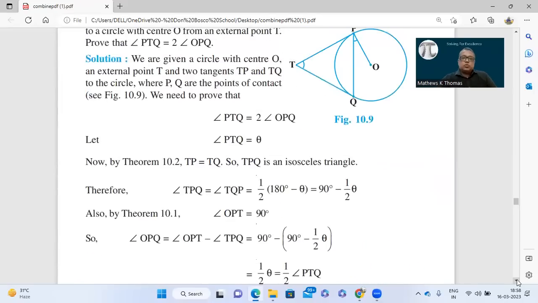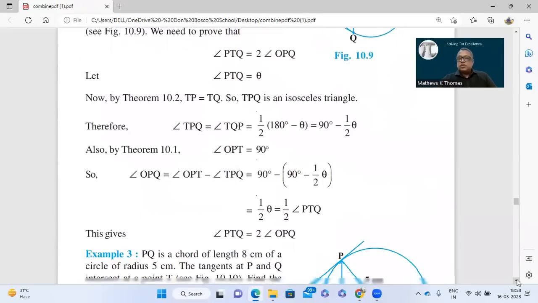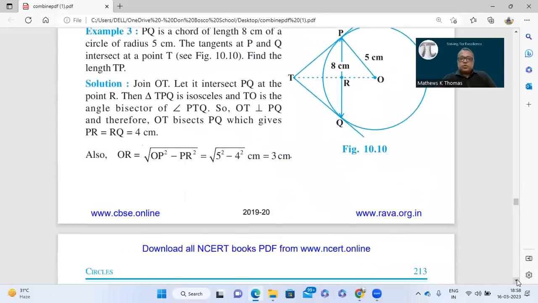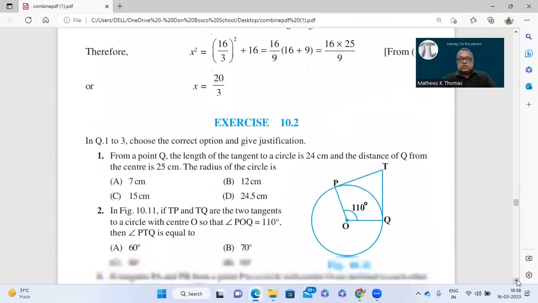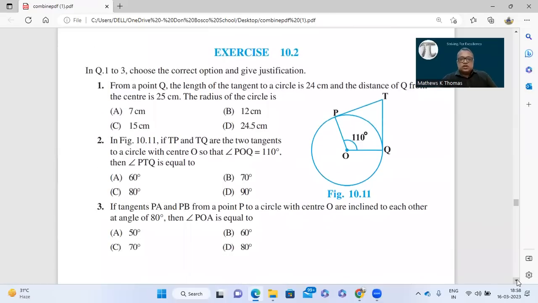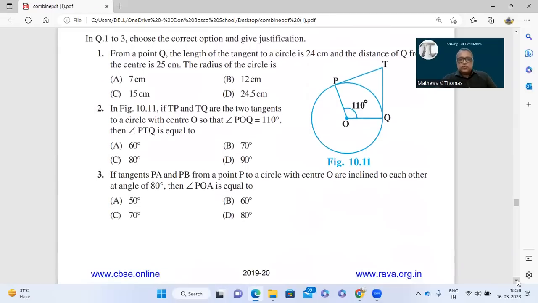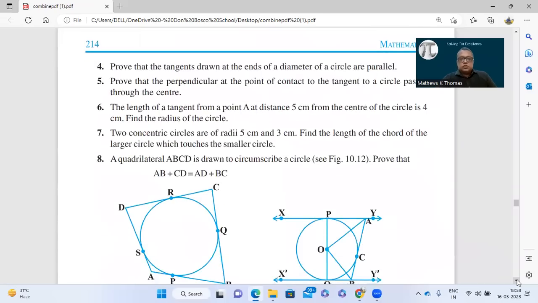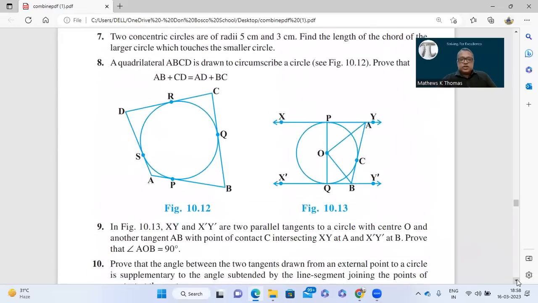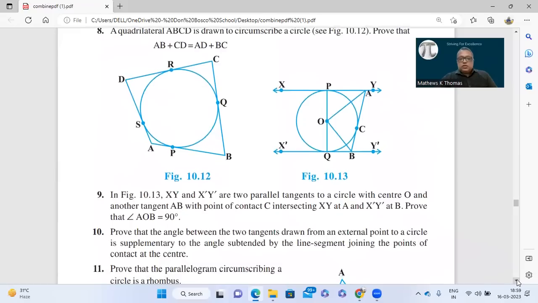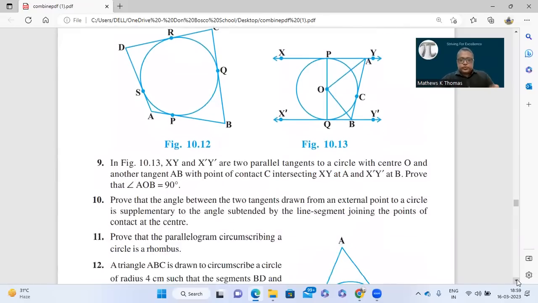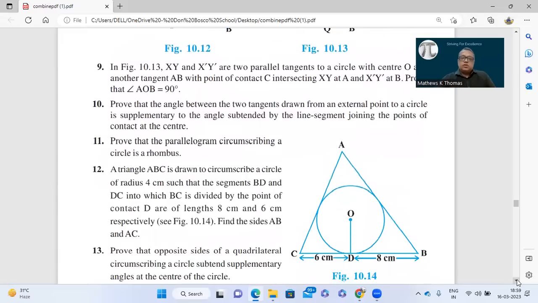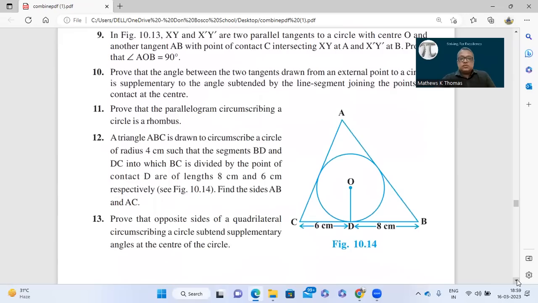And also example 2. Both these questions, example 2 and 3, are very, very important. Please mark this because there is a chance that these type of questions can come. Here in the second exercise, the first few questions are MCQ based, but the important questions are question number 8, question number 9, question number 11, and question number 12 and 13. These are 4 or 5 questions which are important. Please do these questions.